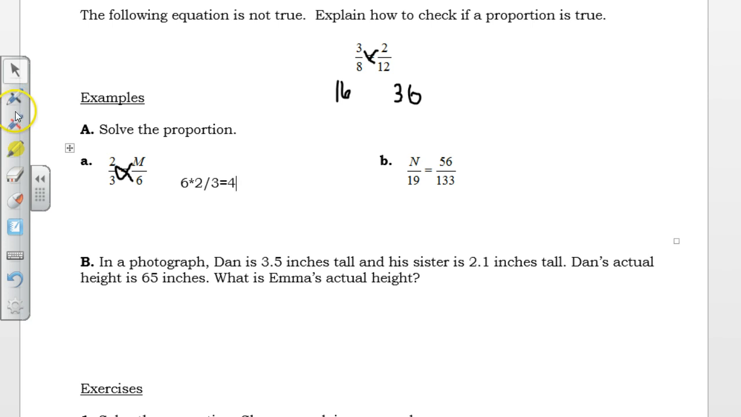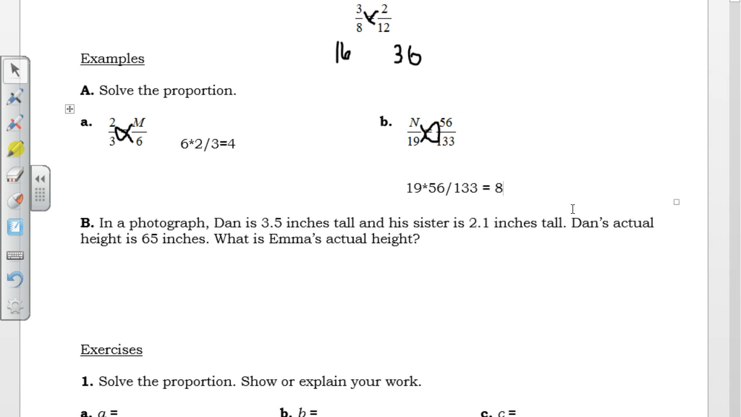I will draw another fish over here. I can do 19 times 56 divided by 133 equals my answer for N. 19 times 56 divided by 133. And my answer for N is 8.